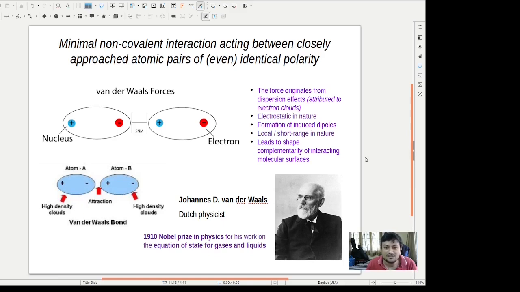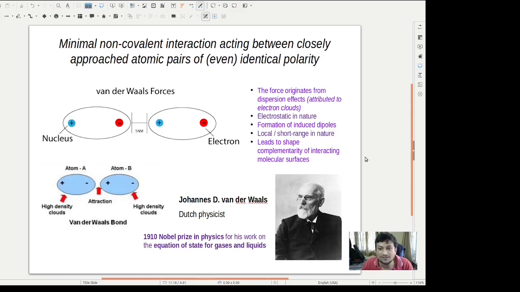So Van der Waals interaction describes the minimal covalent interaction that may act between closely approaching atoms, atomic pairs, or a collection of atoms for that matter, irrespective of their polarity or the difference in their electronegativity. So the same atom, for example two hydrogen atoms, can also have a Van der Waals interaction when they're within a certain range. The force originates from dispersion effects attributed to electron clouds.